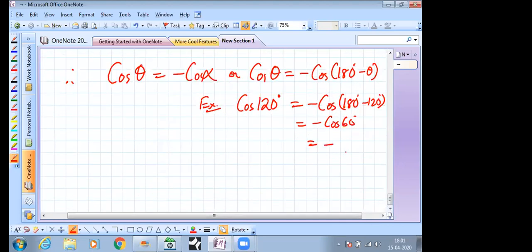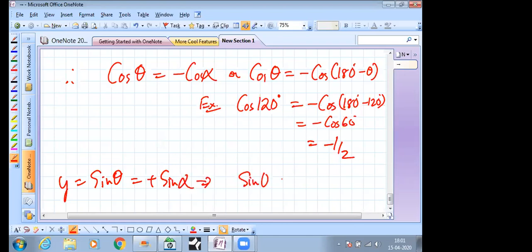It becomes minus half. Similarly, what is sin theta? That was the value of y above. So you can see above, y which was sin theta was becoming plus of sin alpha. So if we generalize this, we can say that sin theta is the same thing as plus of sin 180 minus theta. Whereas in the case of cos, the rule is different. There's a minus sign over here. But in the case of sin, there's a plus sign in between over here. So sin theta becomes this.